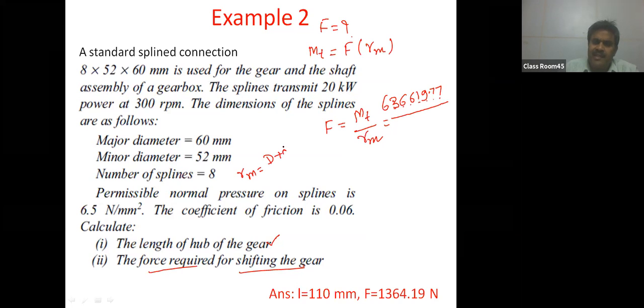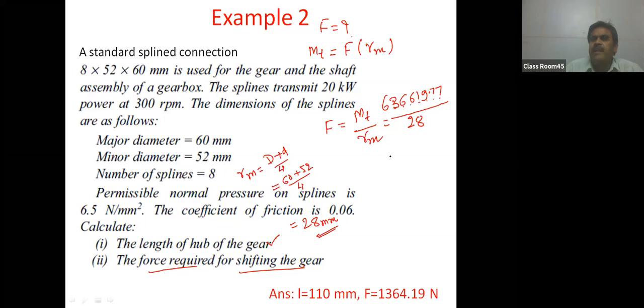So the mean radius is nothing but D plus d by 4. So capital D is 60, small d is 52. So it is 60 plus 52 divided by 4. Solve it. How much is the mean radius? 60 plus 52 divided by 4. How much is it coming? 28 mm. So the mean radius is 28 mm.